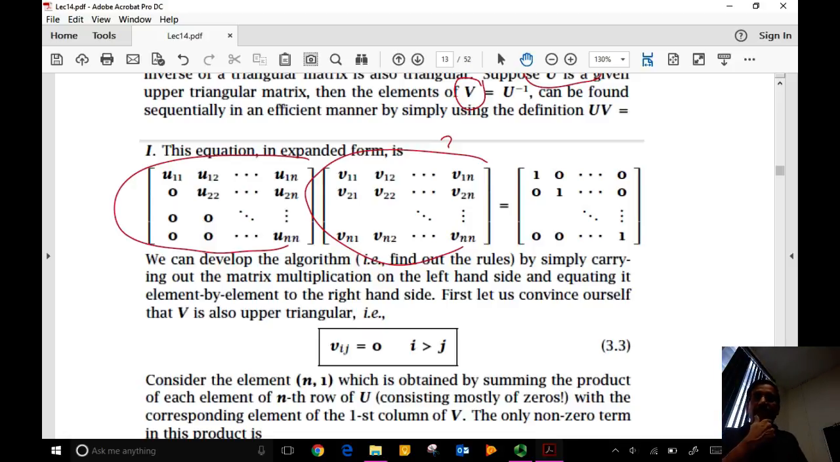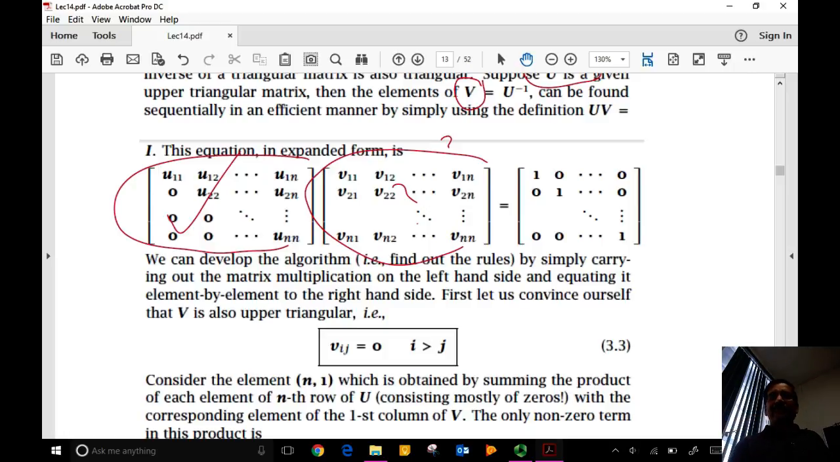So we're talking about the problem of inverting an upper triangular matrix. You're given an upper triangular matrix U, every element there is known, and I need to find every element in a matrix V, which when multiplied by U will give me the identity matrix. Okay? So what is the structure of this going to be?